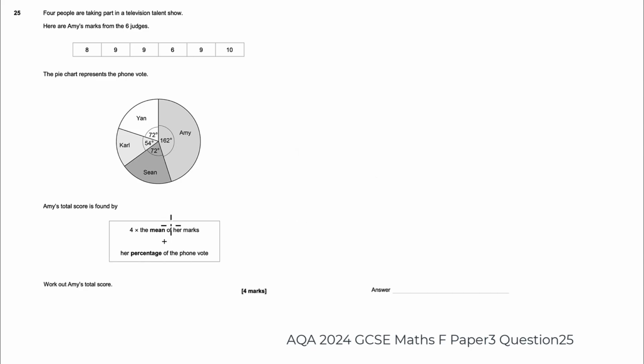So let's try and work out, first of all, the mean of her marks. Now, remember what the mean is all about. Mean would be the sum of all the marks. That's 8 plus 9 plus 9 plus 6 plus 9 plus 10. And it's that total divided by the number of marks that there are. And remember, there were 6 of them.